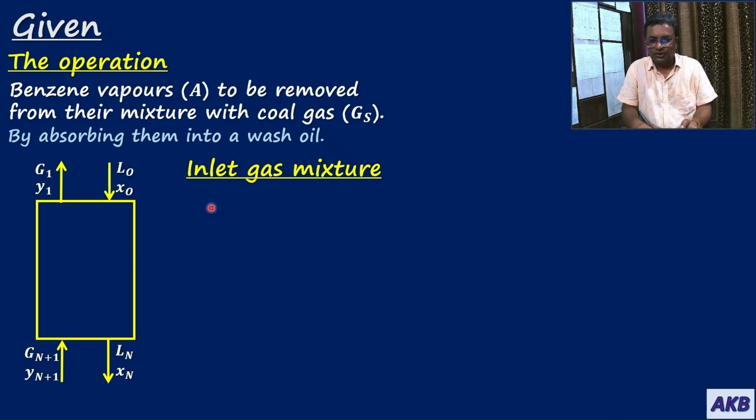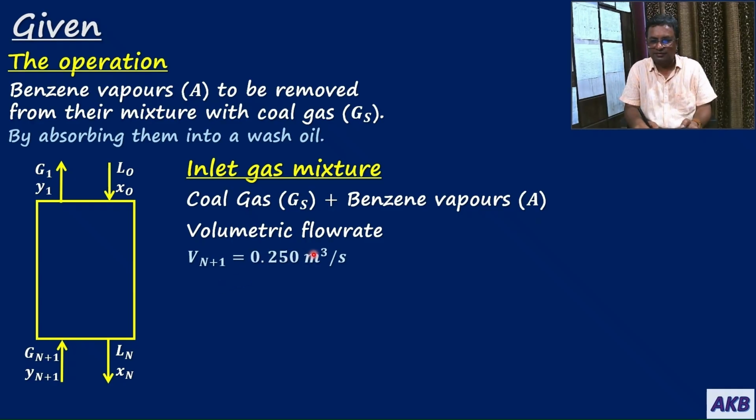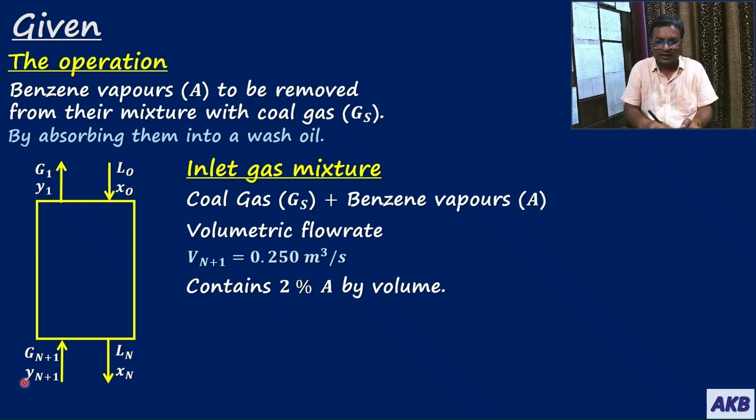Then for the inlet gas mixture, we have this information. The inlet gas mixture is coal gas whose molar flow rate is Gs, plus benzene vapors, the solute, which we denote by capital E. The volumetric flow rate of the entering gas is given to us. Let us denote it as Vn plus 1. It is 0.250 meter cube per second. So it is different from Gn plus 1. Gn plus 1 is the molar flow rate, whereas Vn plus 1 is the volumetric flow rate. Then the entering gas mixture contains 2% of E by volume. So we need to convert it to yn plus 1, the mole fraction. So we will do that.